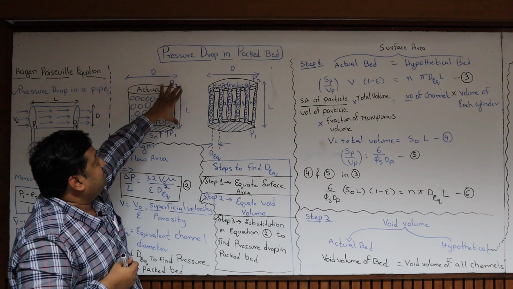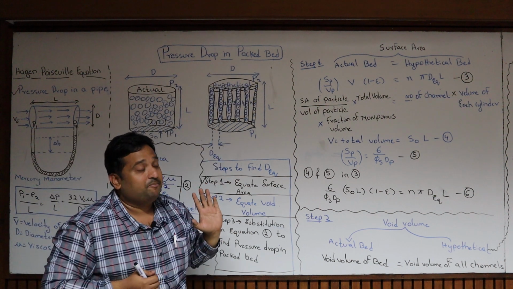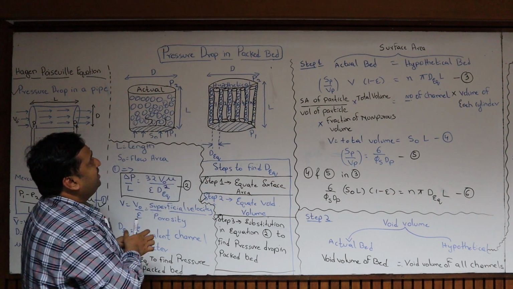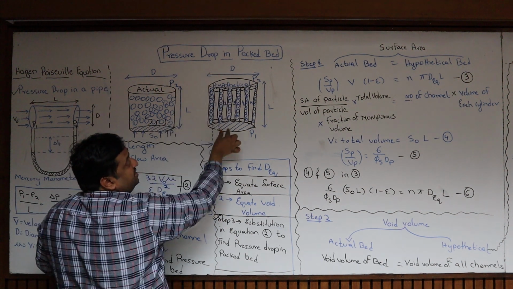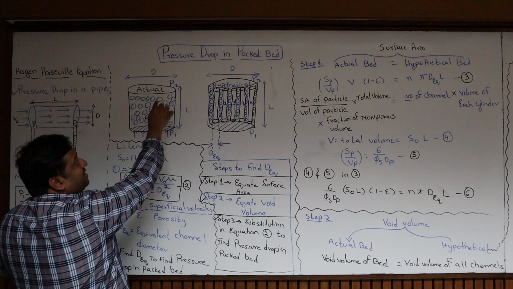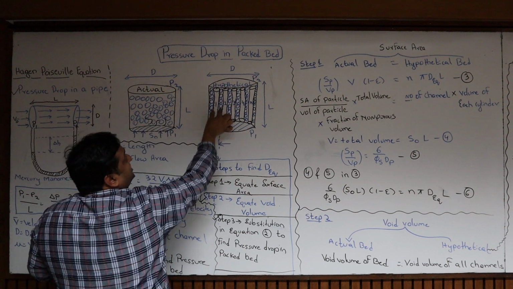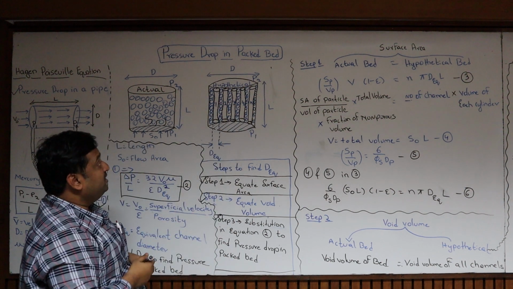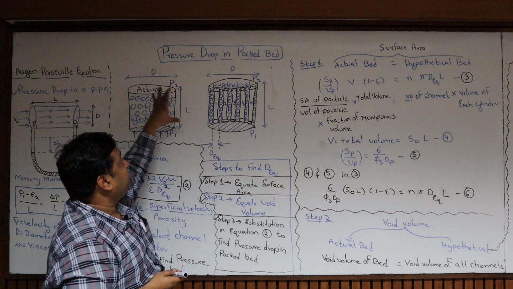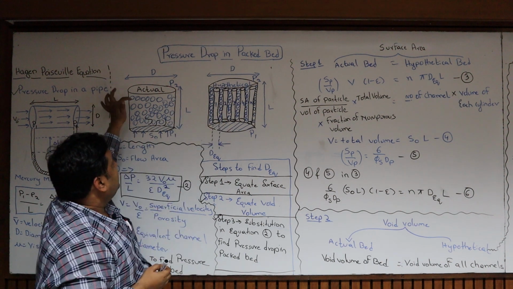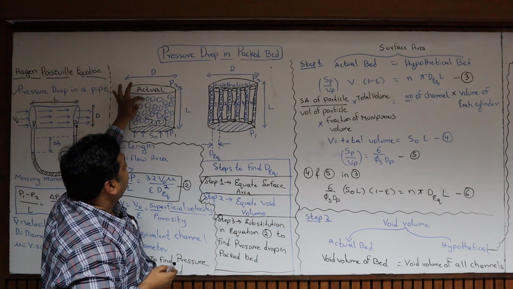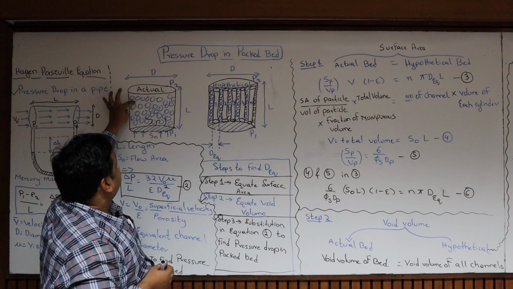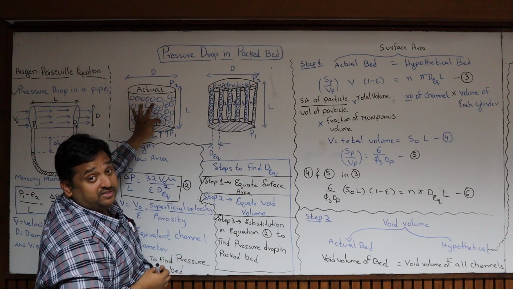Here the diameter and length are the same, and here also the diameter and length are the same. Because we cannot directly measure the diameter over here, we arrange the particles in a certain fashion. Here the particles are random, and here the particles are arranged in specific straight lines. In between these particles there are channels. The dimensions should be the same: the particle surface area here and the particle surface area here should be the same in the hypothetical bed, and the spaces between the particles are nothing but void spaces.